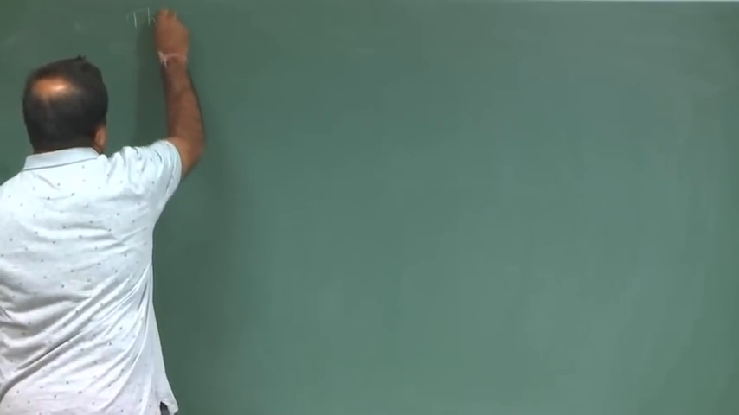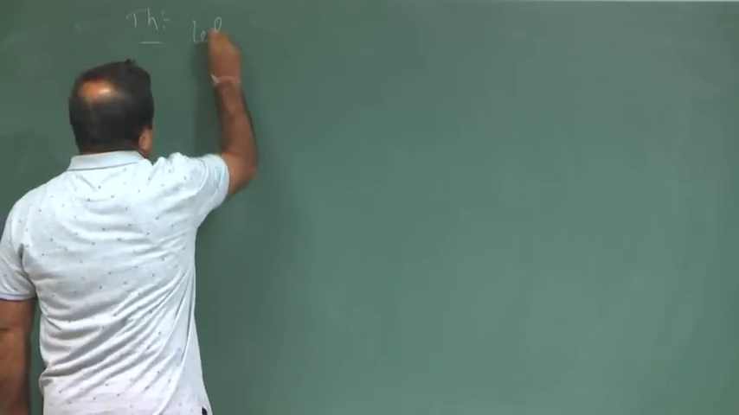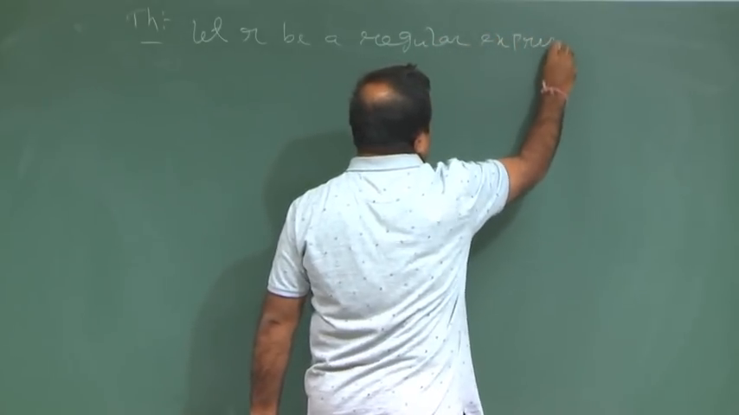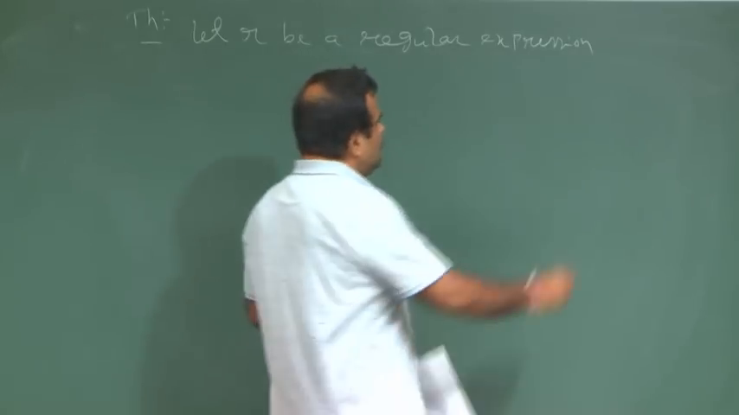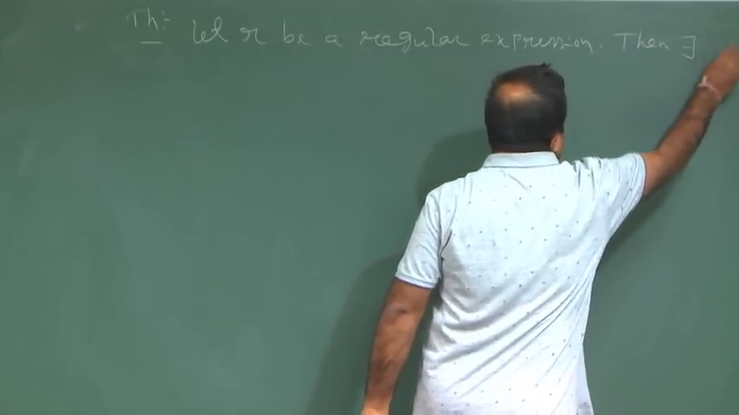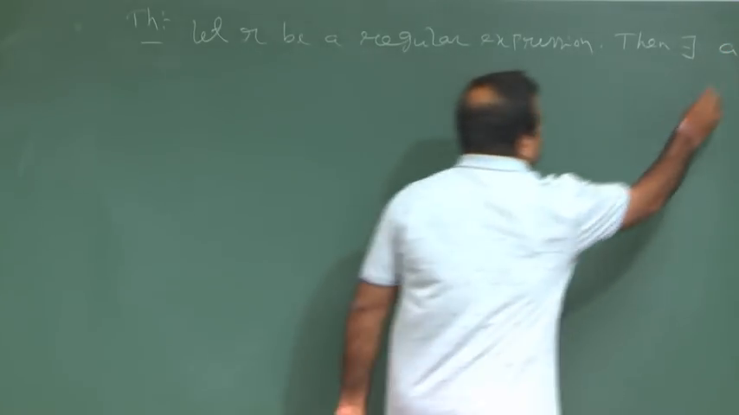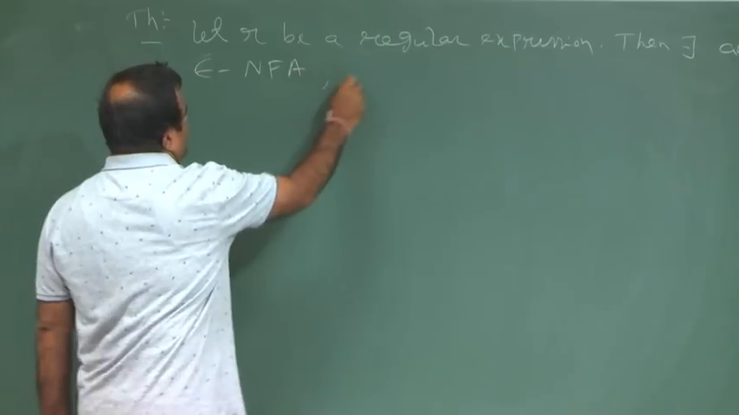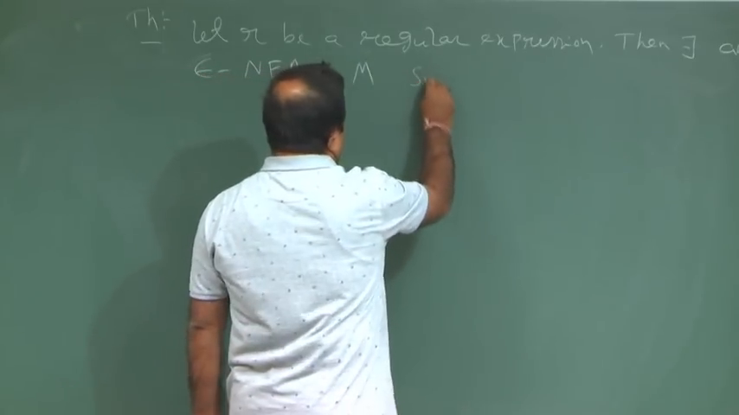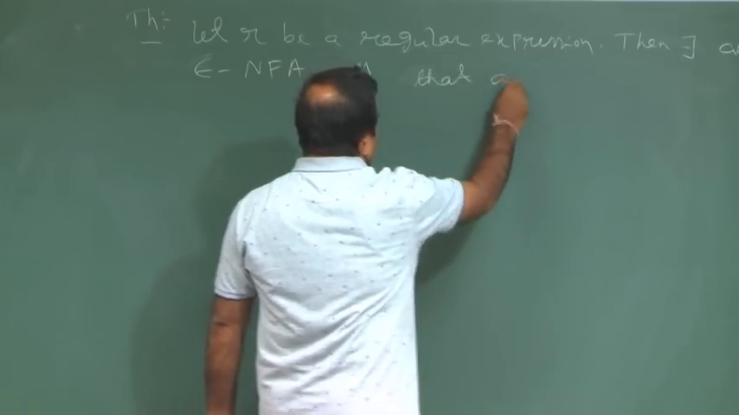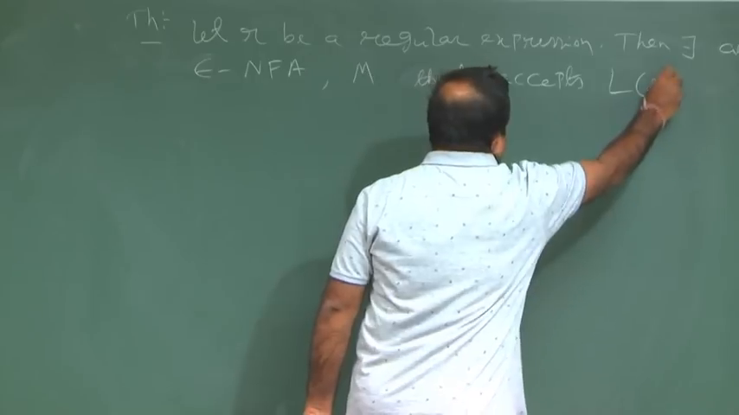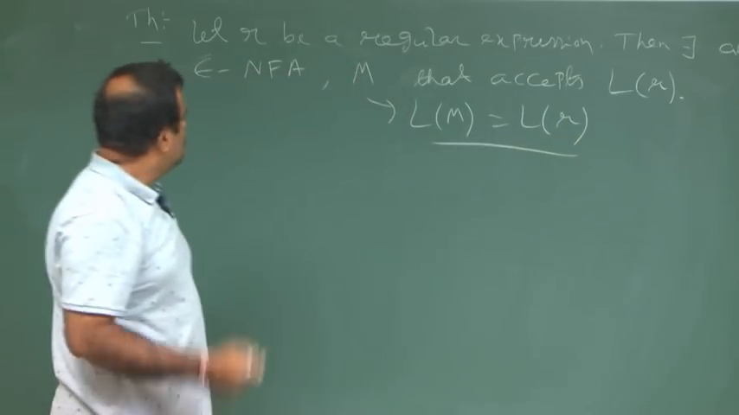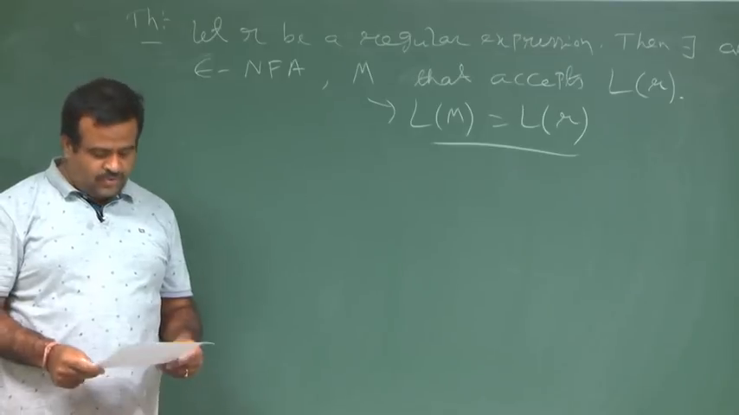Now, this is the statement of this theorem. Let R be a regular expression, then there exists an epsilon NFA M such that it accepts L of R. That means the language of this NFA is the same as the language of the regular expression. So, I have to prove this.